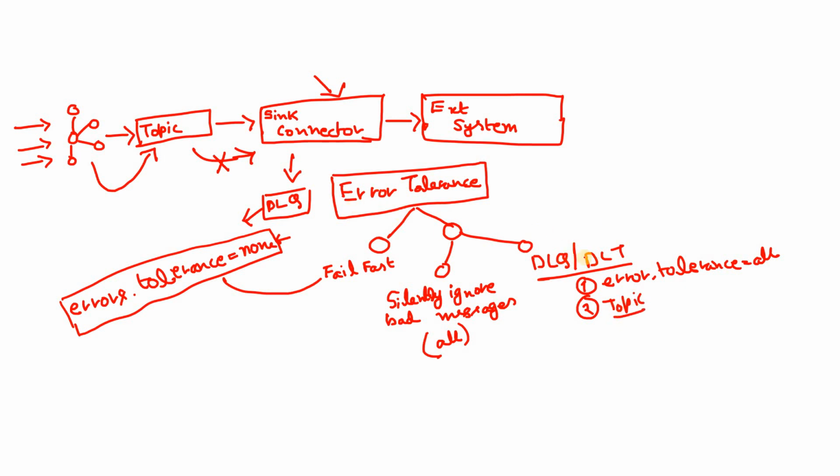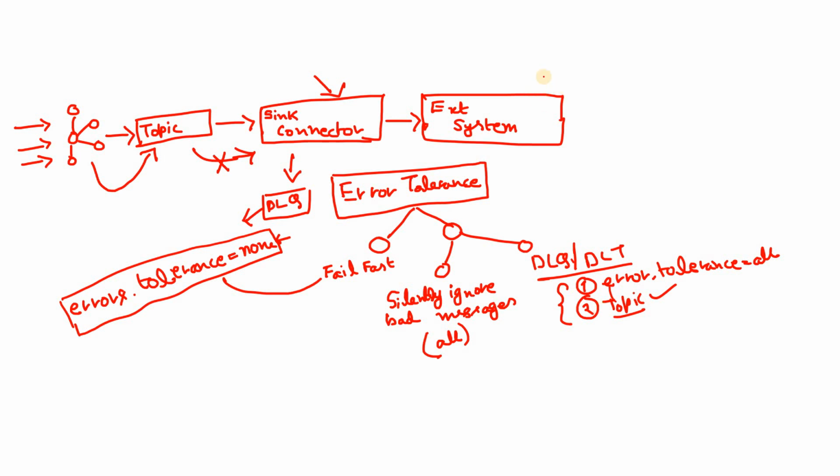Because in this DLT or DLQ approach, we need to capture that data also, right? So in which Kafka topic it will be captured, that also we need to mention. So these are two very important points when you are configuring any connector which has a failure handling property. In that case, you need to configure these two also. When I show you the lab section, it will be much clearer.